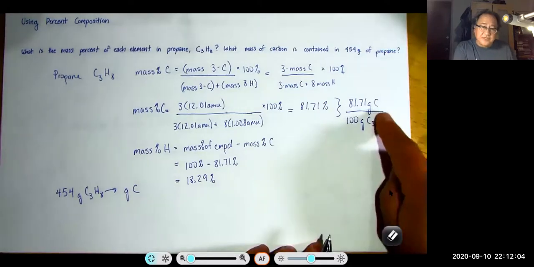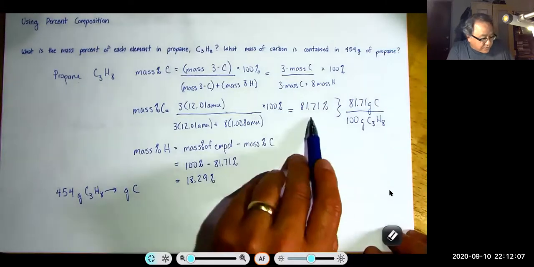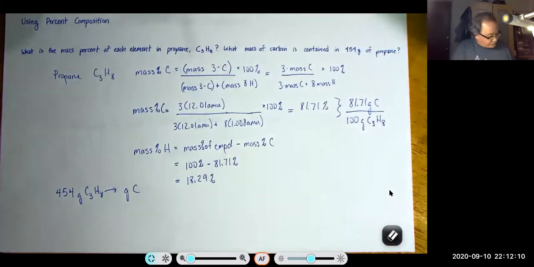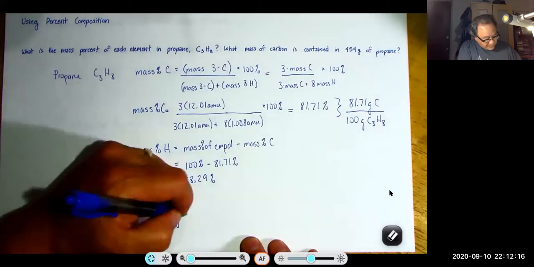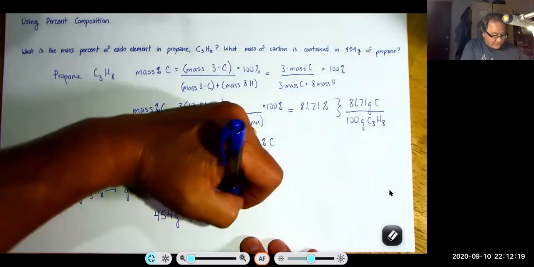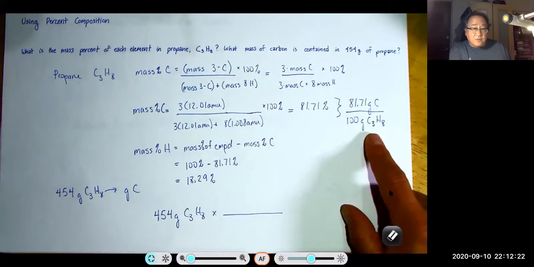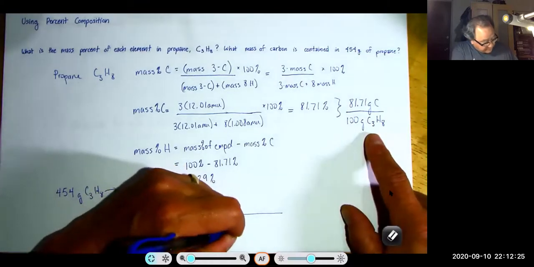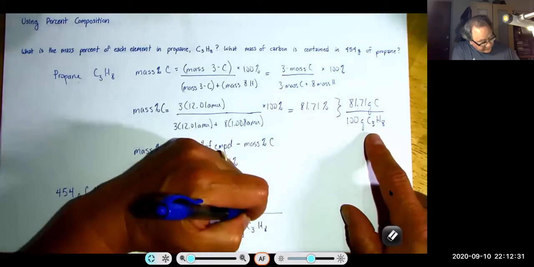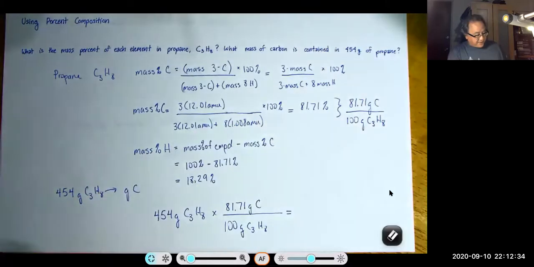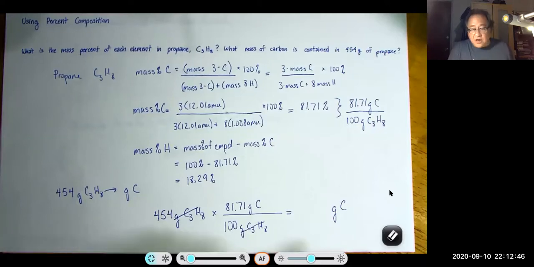Plus, I have these labels here, which are really nice. If I just move the decimal over 2 places, what are the labels? Who knows? So now I can do this problem very easily. 454 grams of C3H8 times, and you can see this is set up the way I want it with the C3H8 on the bottom. And what's really nice about this is that the unit and the label cancel, and I will have grams of carbon automatically in my answer. I don't have to say, oh, and by the way, it should be grams of carbon. It is grams of carbon.